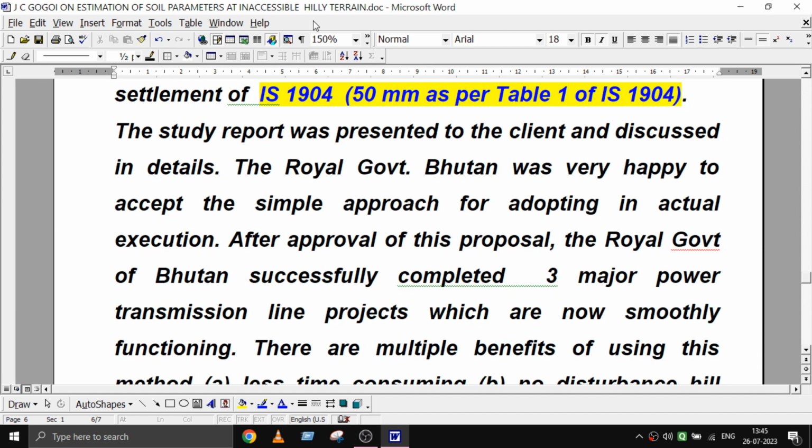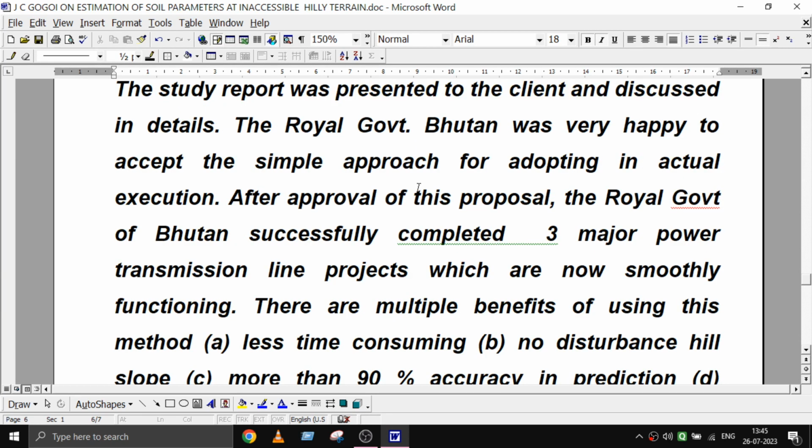This study was conducted during 2016, and all the projects were completed and the line has been commissioned. Power transmission is going on very smoothly without a single problem. There are multiple benefits. Using this method is very less time consuming.